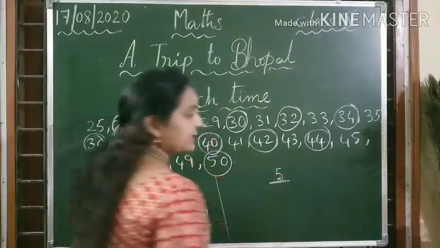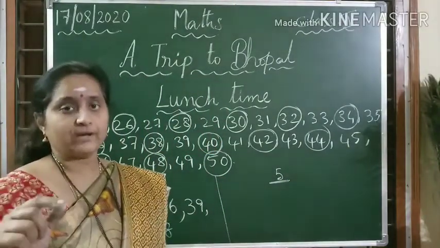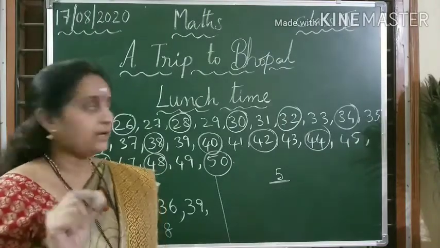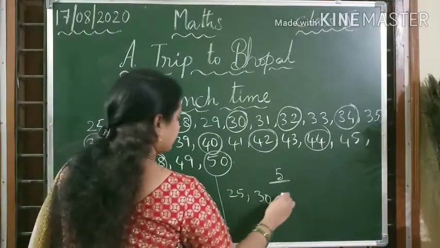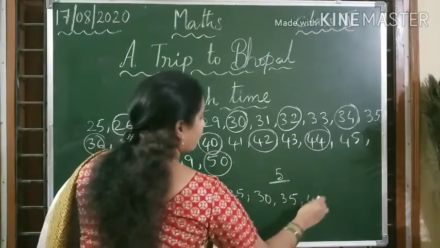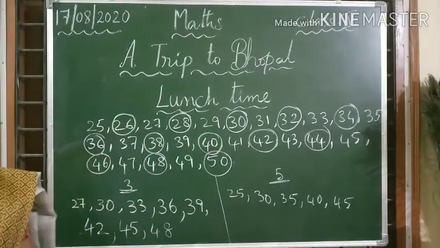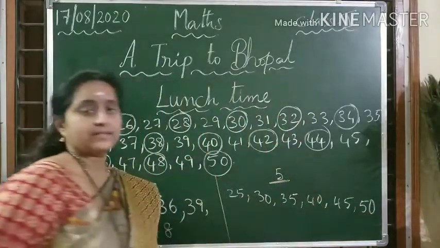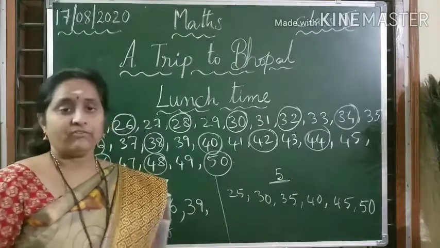Now let us see about the number 5. We know that clearly any number ending with 0 and 5 is exactly divisible by 5. So 25, 30, 35, 40, 45 and 50. These are the numbers that are divisible by 5.